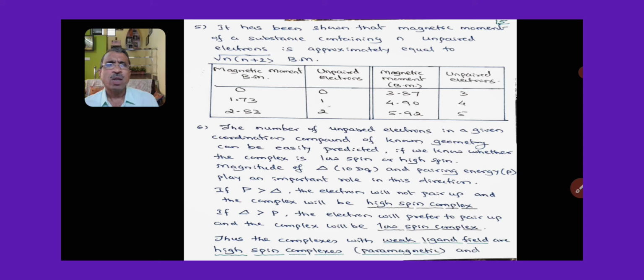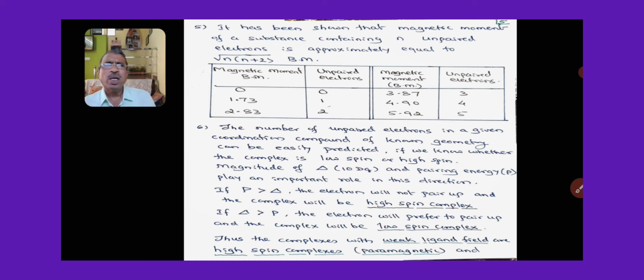Similarly, if the complex contains two unpaired electrons, then substituting the value n as 2 in the above equation, we get root of 2 into bracket 2 plus 2. That is, 2 plus 2 is 4 and outside it is 2, so it becomes root 8. Root 8 is nothing but 2.83. Similarly, you can calculate for the number of unpaired electrons 3, 4, 5, and their magnetic moment values will be 3.87, 4.90 and 5.92.